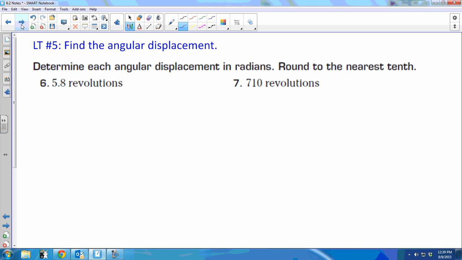Determine each angular displacement in radians and round to the nearest tenth. The first one says 5.8 revolutions. I want to know how many radians that is, so we multiply by 2 pi radians. It's rounded to the nearest tenth, so you just type that into your calculator. Typing things on my calculator takes a little bit of time on this screen, though, so I went ahead and did it and got 36.4 radians.